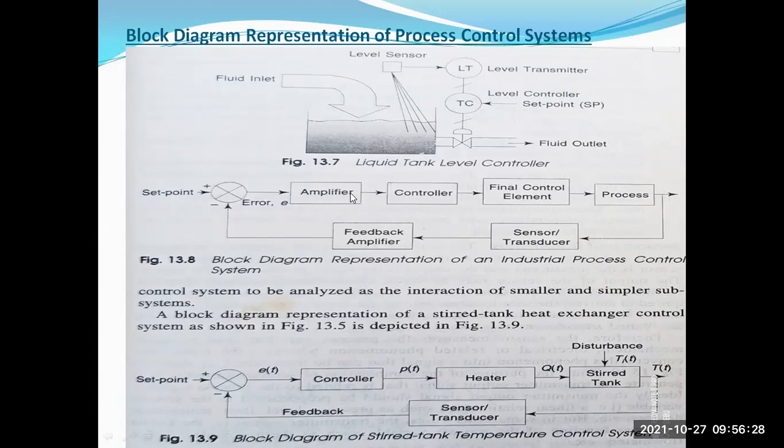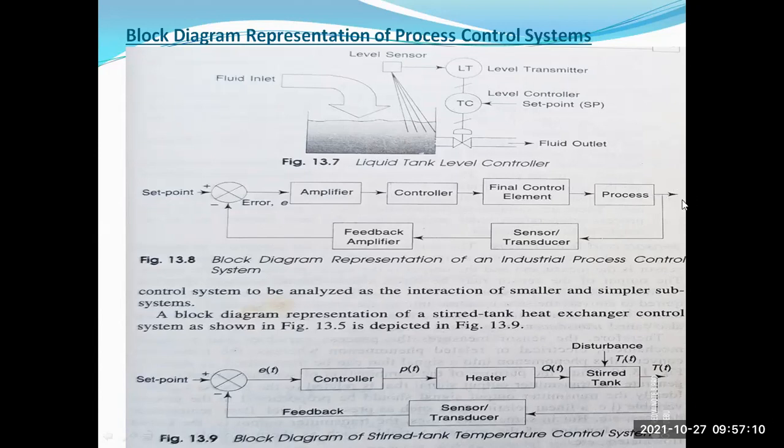So this amplifier amplifies the different types of signals, then sends the output signals to the controller part. This controller part controls the amplified signals, then gives the output to the final control element. This final control element, FCE, is connected to the process or plant, where the input variables are processed, and then the particular desired output we receive from the output section.